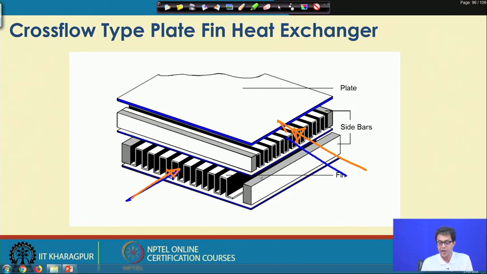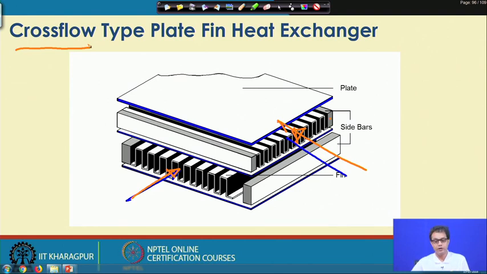We just have to arrange the side bars and the separating plates and the fins one over the other in a jig, and then assemble them and get it brazed. So, that gives you the heat exchanger matrix or the core of the heat exchanger. But is it that we always go for the cross flow type of heat exchanger in plate fin type heat exchangers? The answer is obviously no, we do not always go for the cross flow type of heat exchanger.